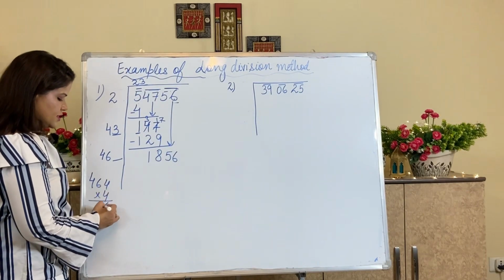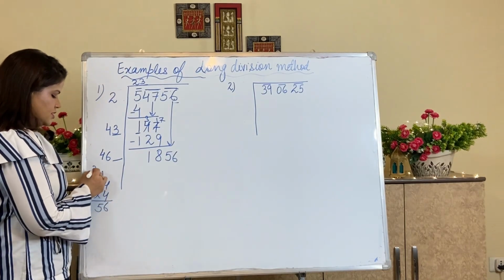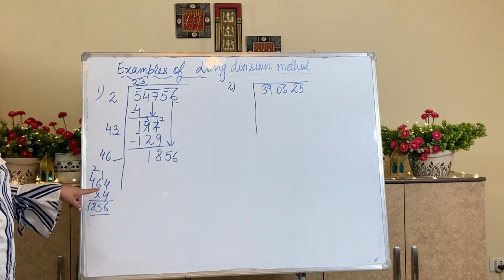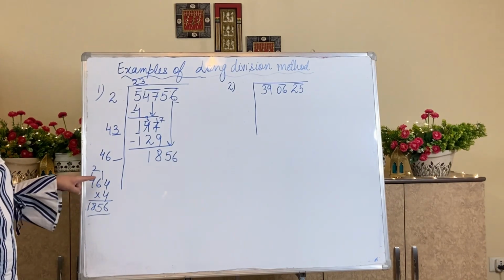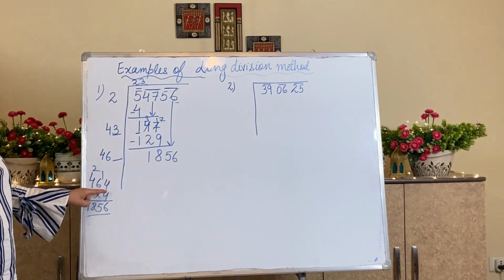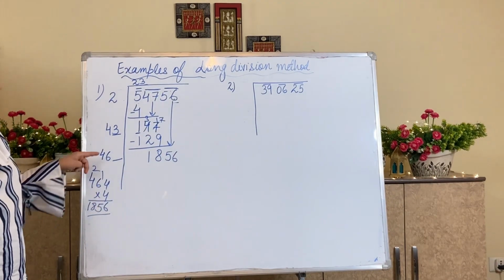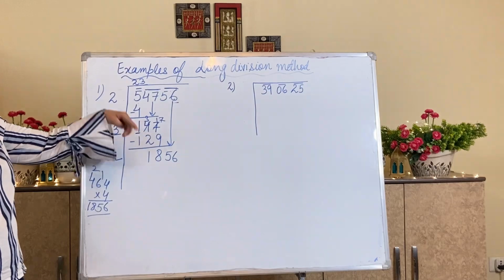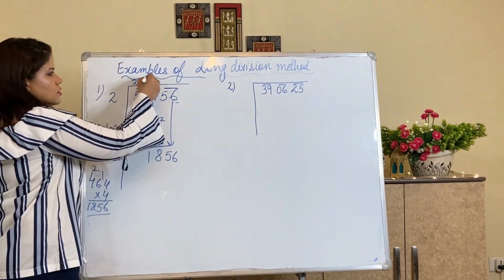What am I getting? 4 4s are 16, 4 6s are 24, 5, 2. 4 4s are 16, 17, 18. Now why did I look for 4? Because I know whatever number will come here, when we multiply this, whatever number we get should be less than this. If I am getting 5 here, 5 4s are 20, which is greater than this. So that's why I had gone to 4 first. And here also if I try 4, 4 4s are 16, which will go above 14. So that's why we get to know the number which is going to come here.